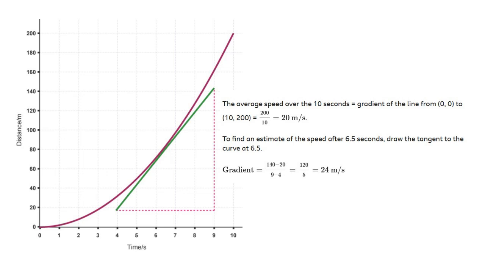To estimate the speed at a specific moment, such as after 6.5 seconds, we draw a tangent to the curve at that point. By calculating the gradient of this tangent line, which connects the points at 4 and 9 seconds on the curve, we arrive at an estimated speed of 24 meters per second at 6.5 seconds. This shows how the speed is increasing over time, as expected in a scenario where acceleration occurs.